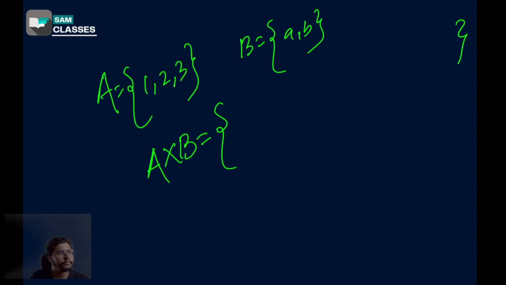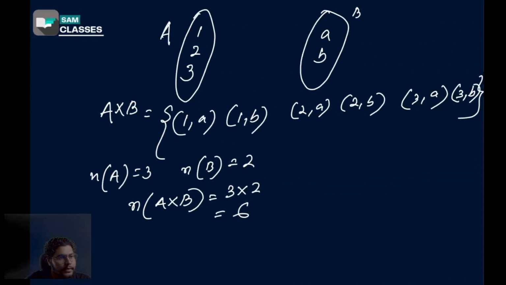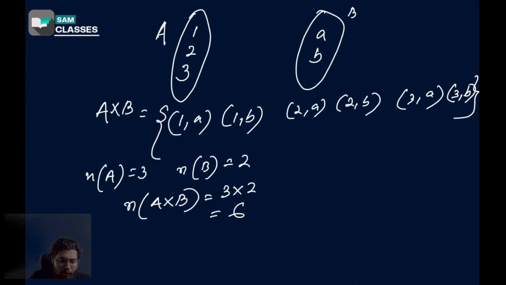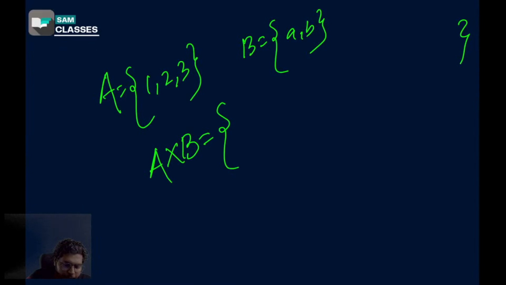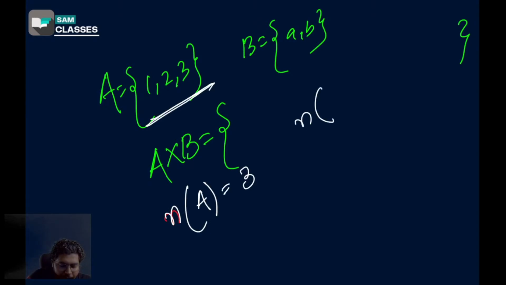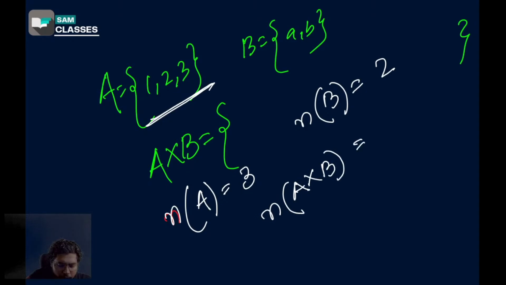Now, next. So this one we got it. Let's see the next part. Now we have A cross B done. Now let's talk about the number of elements in A, which is how many here? 3. And the number of elements in B is how many? 2. So what is the number of elements in A cross B? Just multiply. You will get 6. Correct?